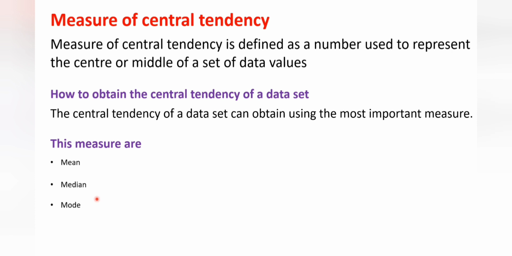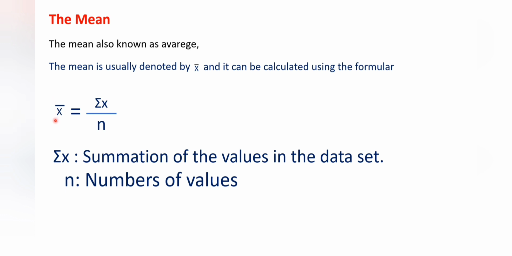That is the mode. Now, how do we calculate the mean? Mean is calculated using this formula, summation x all over n, where summation x is the sum of all the values in the data set and n is the total number of values. Are you getting it? That is the formula that we're going to use to calculate the mean. Okay, let's have some worked examples on mean.